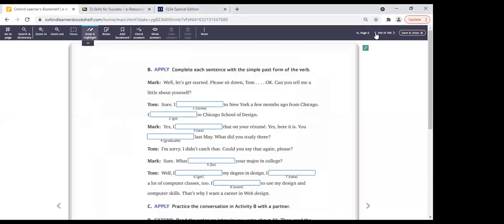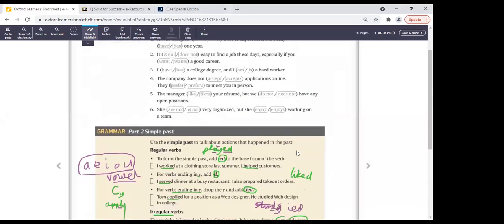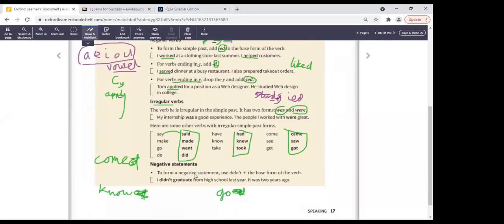Okay, good. Okay, negative. For negative, we said we use did. There's no difference. For the present, we use do and does. But for the past, we'll just use did for everyone. For he, I, you, we, they, everyone is did. There's no difference.